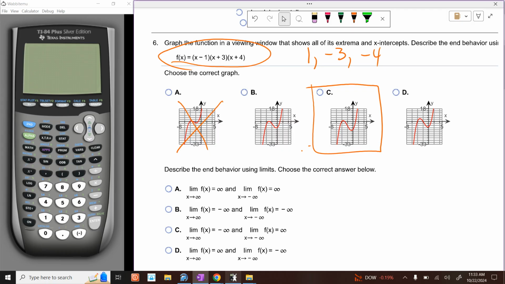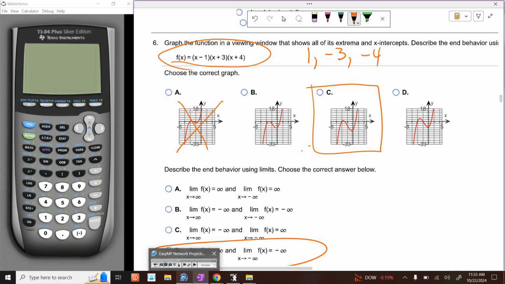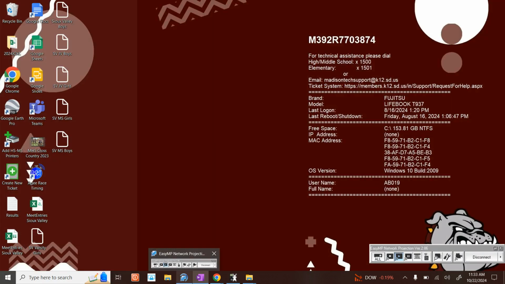Since we know it's choice C, then we can answer this next one, the end behavior. As we're going to negative infinity, what's happening to the function? Going down to negative infinity. As our x values go into positive infinity, what's happening to the function? Going to infinity. So infinity, infinity, negative infinity, negative infinity. So I guess it is choice D on this one. Whoa.